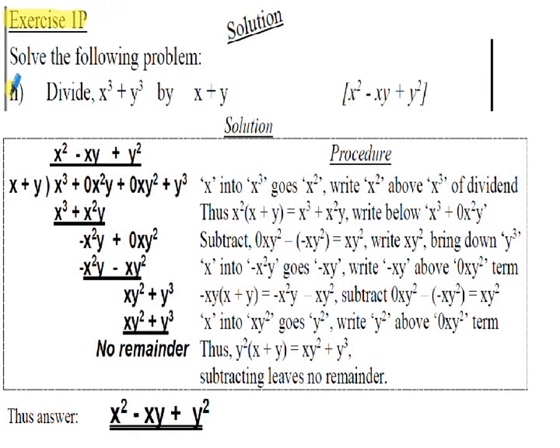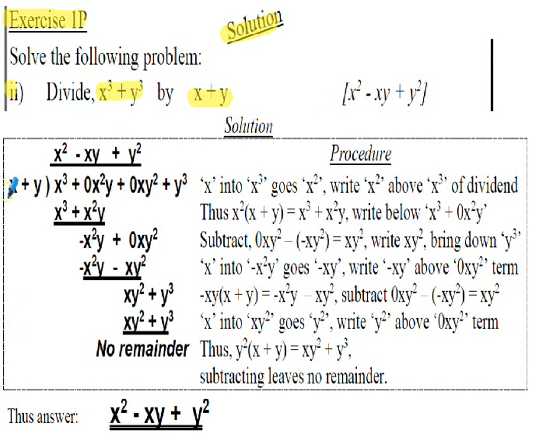Exercise 1p, part 2, solution shown here. Rational divide x cubed plus y cubed by x plus y. There was a hint in the question that when we write out the dividend this time, we should write it as x cubed plus 0x squared y plus 0xy squared plus y cubed, divided by x plus y. And you'll see in the calculation below why we need to keep that structure.